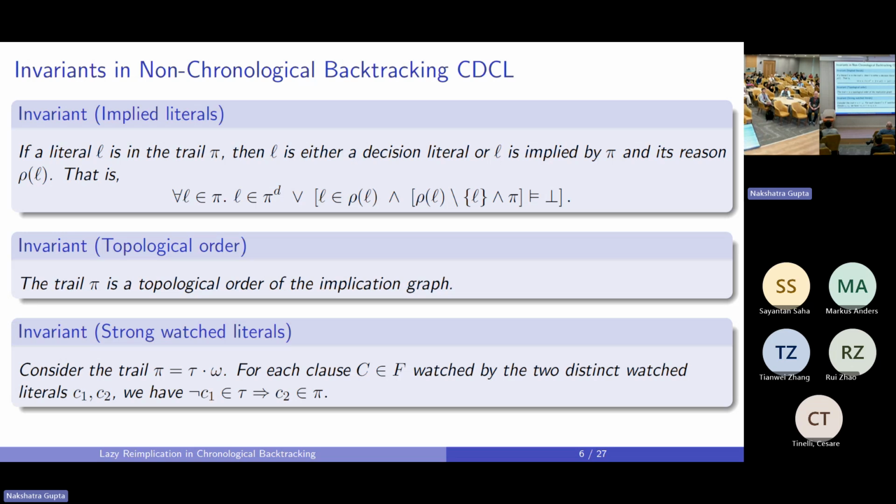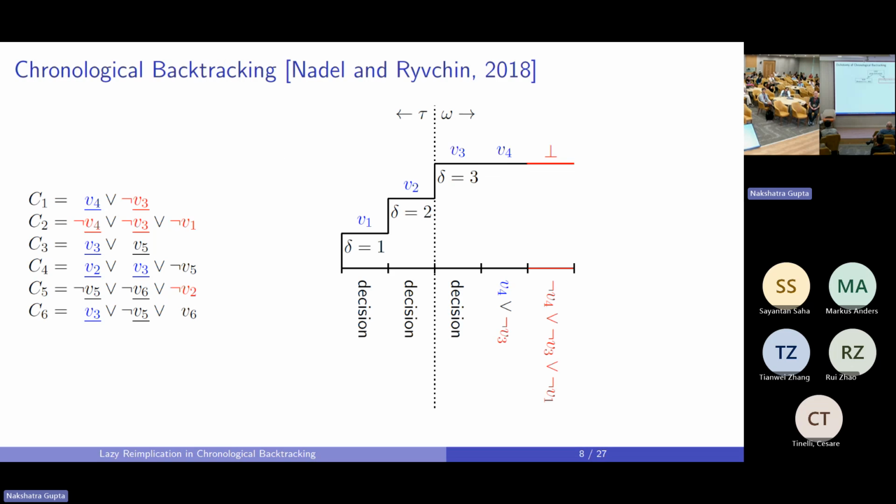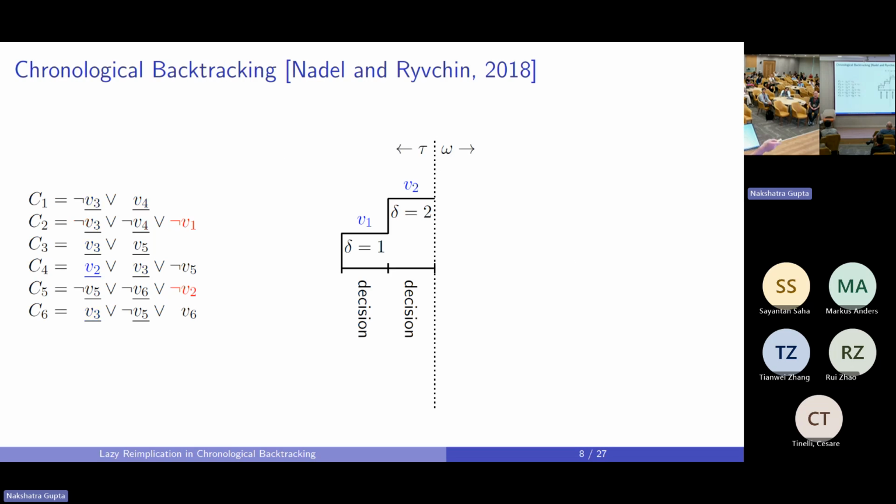It states that if one of the watched literals is falsified and propagated, the other one must be satisfied. And with this, we ensure we don't miss any implication nor conflict. Okay, let's be greedy. Let's backtrack less. Because in our example, actually V2 is irrelevant to the conflict.